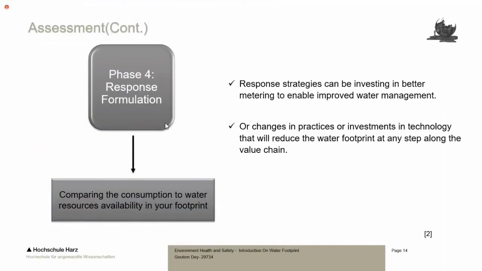Using the information gained in the accounting and sustainability assessment steps of water footprint assessment, response strategies that reduce the water footprint and improve its sustainability can be prioritized for implementation. Response strategies can range from investing in better metering to enable improved water management, to a change in practice or an investment in technology that will reduce the water footprint at any step along the value chain. It may also be important to take action collectively with others to improve the long-term sustainability of water use at the catchment or river basin level.